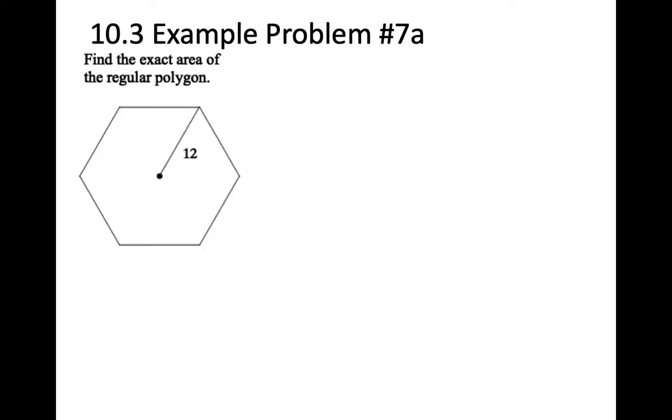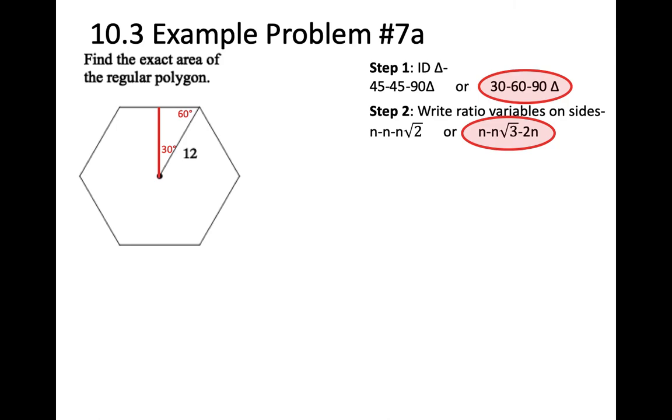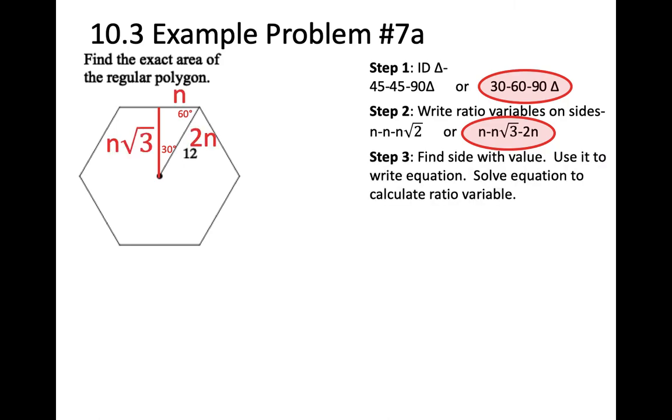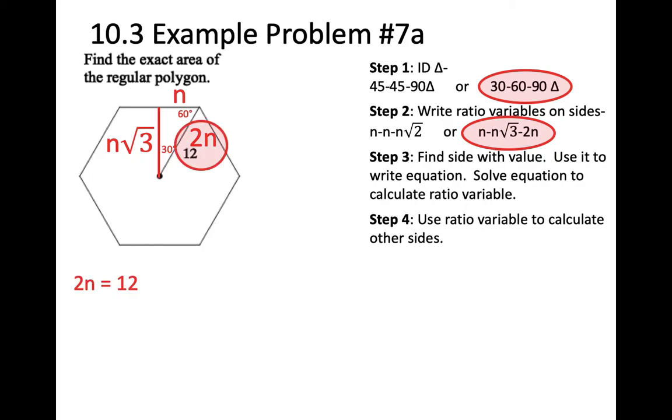One more example. In this one, I am given the radius, but not the side or the apothem. I need to solve both. So once again, this is a 30, 60, 90 triangle. I'm going to identify the sides as n, n root 3, 2n. I'm going to find which side has a value. In this case, 2n equals 12. So I'm going to solve that and find out that n equals 6.